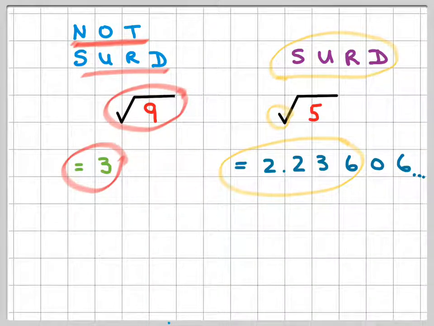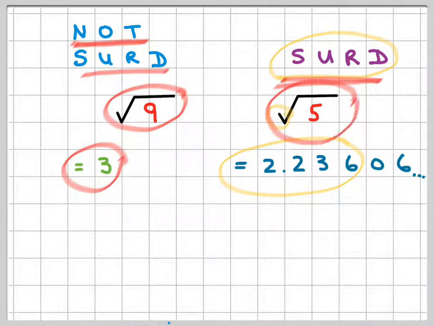Okay, so let us have a look at these two here. We can see the square root of 9 is 3, and that is a whole number, so that's just a normal square root. The surd, on the other hand, this one here, which in this particular instance is the square root of 5, is a surd because its answer is a decimal number. It's not a whole number. So that's your primary difference between a surd and a thing that's not a surd, that's just a regular square root.